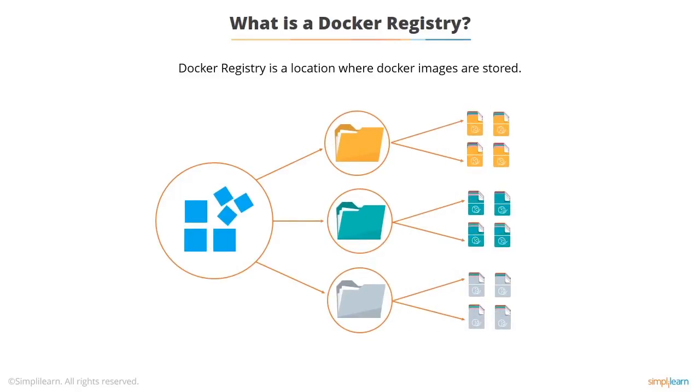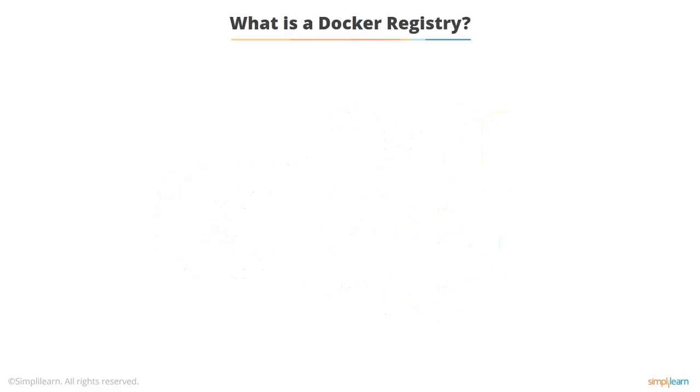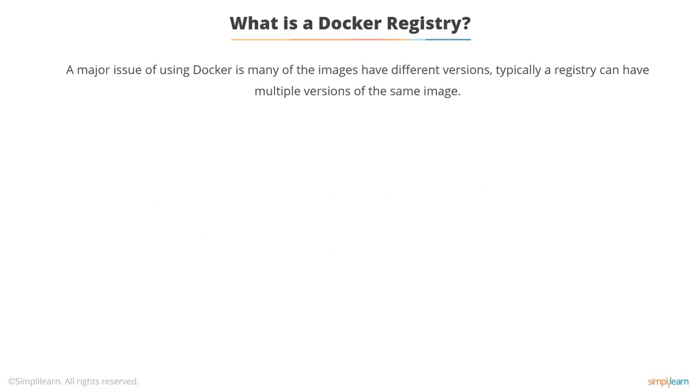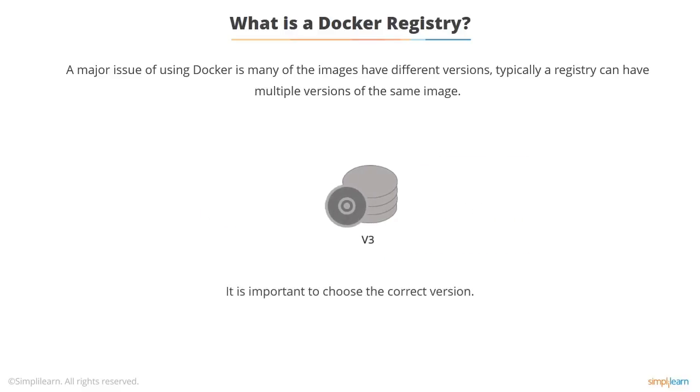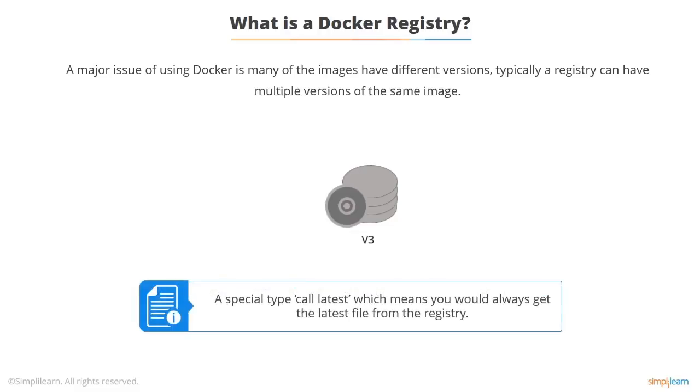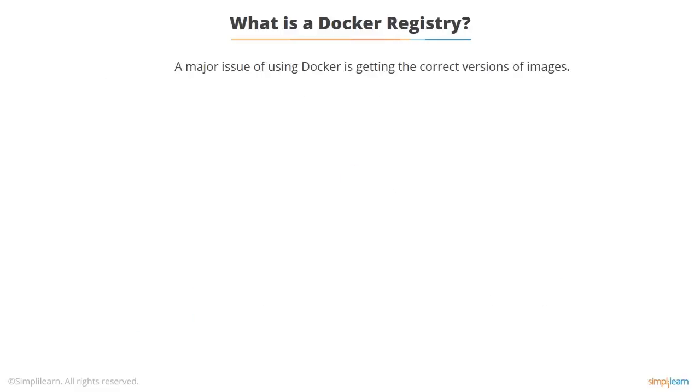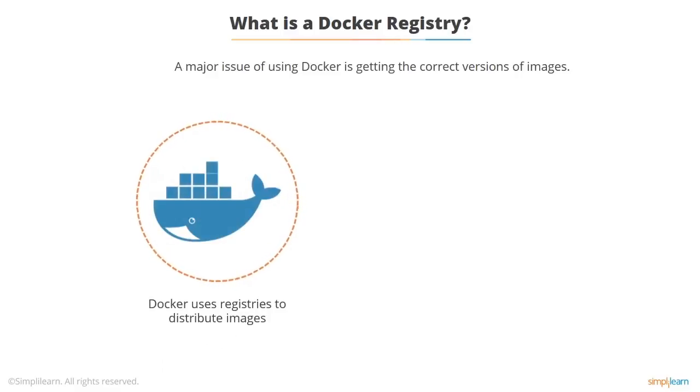One major issue about using Docker is that many of the images come in a lot of different versions. So typically a registry will have maybe 10, 20, 30 different versions of the same image. You need to choose the correct one, so it's quite important to choose exactly the right image. You can specify the version number when you pull the image from the registry. There's also a special tag called latest, which means you always get the latest version of the image from the registry. And the problem with Docker is getting the right versions. So we have these concepts of registries which are used to host images, and so you can go to a registry and get the right one.